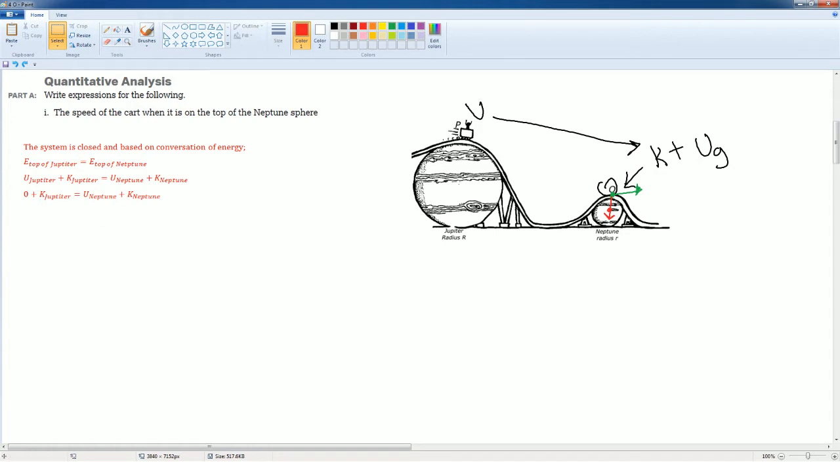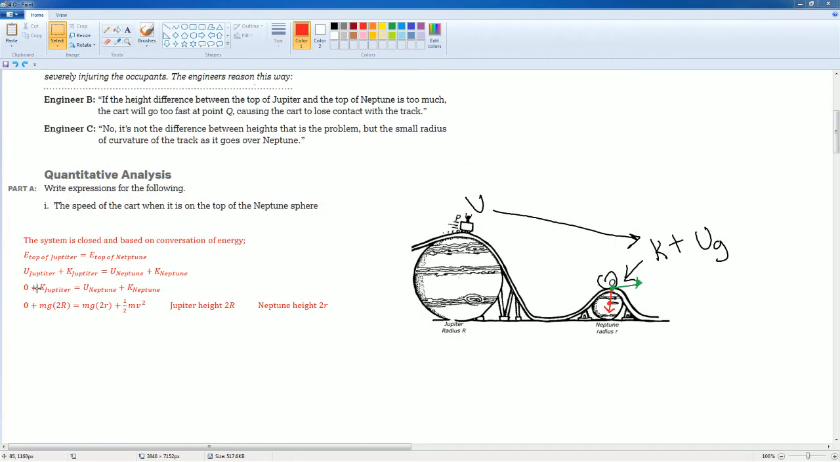Hold on, give me a second. Yeah, I made a mistake. The kinetic of Jupiter goes to 0, right? What's left is the potential, which is mgh. I flipped this, so I'm going to come back and change it. So you have the potential mgh, and the h here is 2r. That's going to be equal to the potential on top of Neptune, which is mgh, and for here the radius is r, so the height is 2r, and the kinetic energy, which is just 1/2 mv squared.